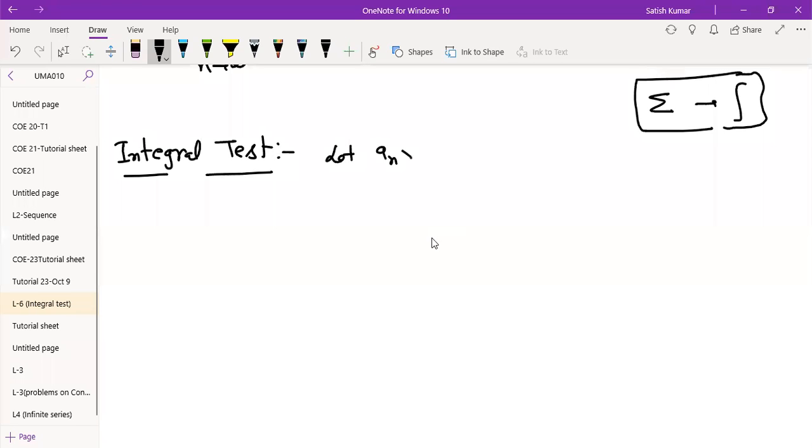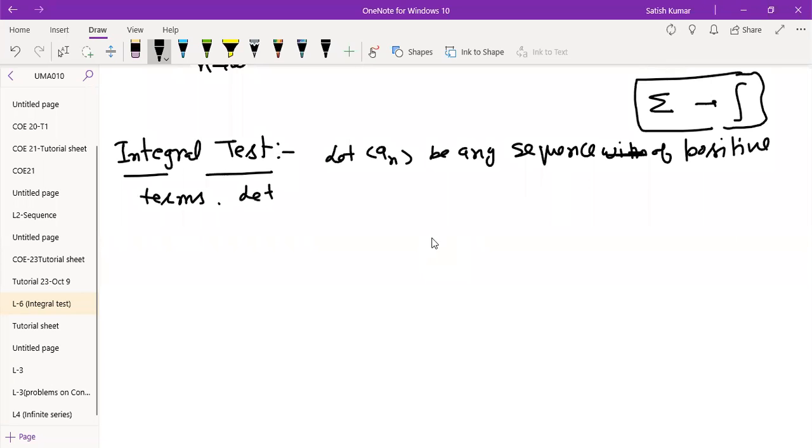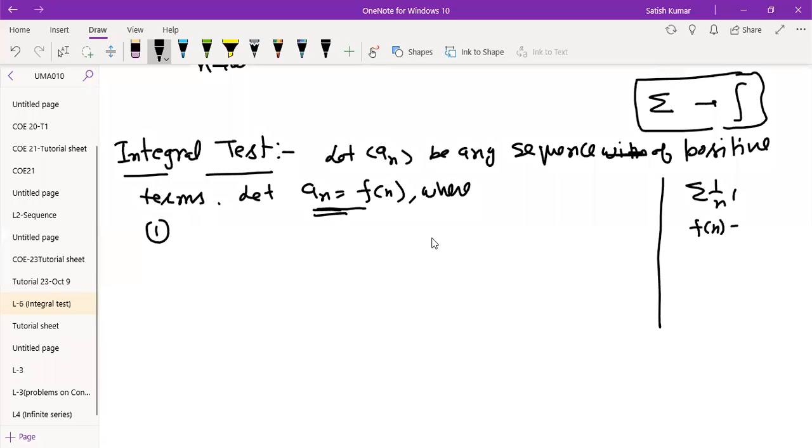Let an be any sequence of positive terms, and let an equal fn. What is the meaning of an equal to fn? An is in terms of n, and now we want to give some functional form to that an. Like if summation 1 by n is there, then fn is 1 by n, and the functional form of this sequence is 1 by x. For 1 by n square, the functional form is 1 by x square.